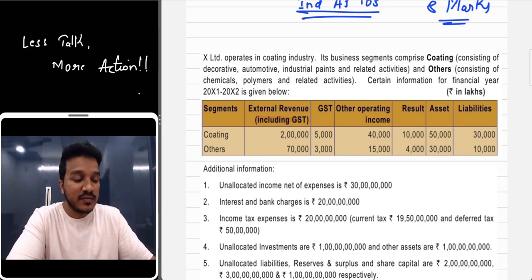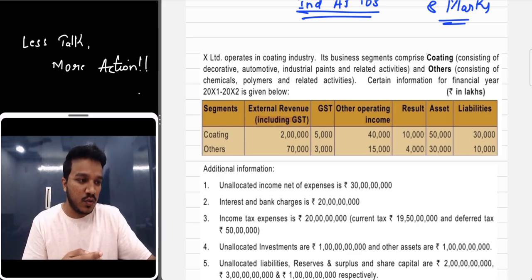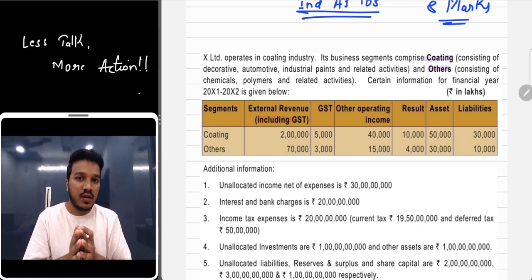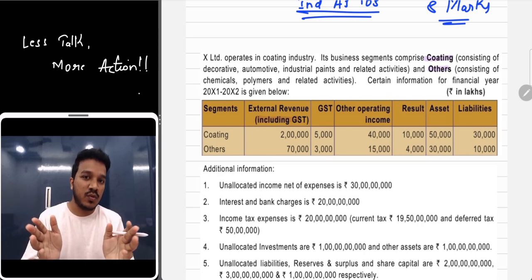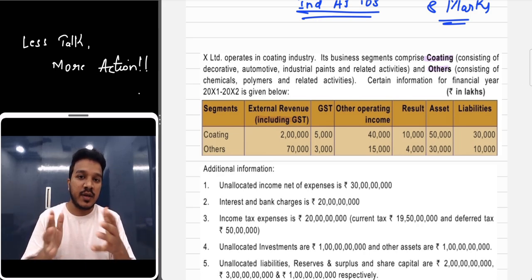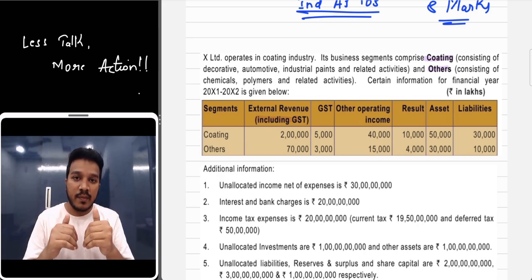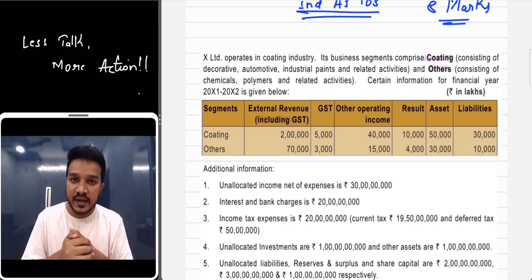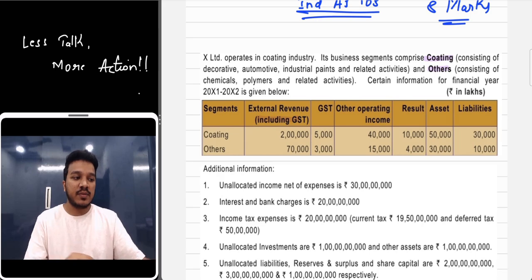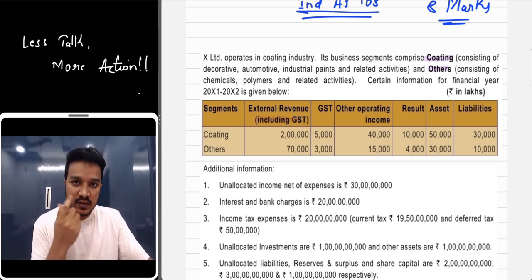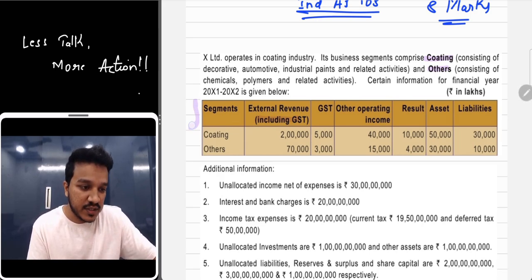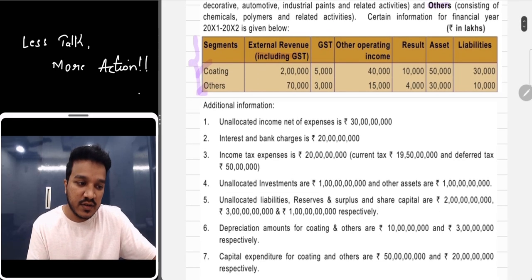So here there are 2 segments, quoting and others. I am not going deep into the question. I'm telling you upfront that there are 2 segments here. And if you have seen my concept video, there I explained that when there are 2 or 3 segments and you want to combine all the segments and show them as one operating segment, certain criteria are there. If those criteria are met, then you can show all the operating segments as a single operating segment. Perfect. So here also there are 2 operating business segments, that is quoting and others. The related information is given as quoting and others, and then there is additional information also.